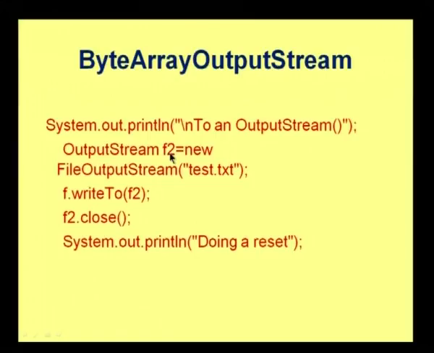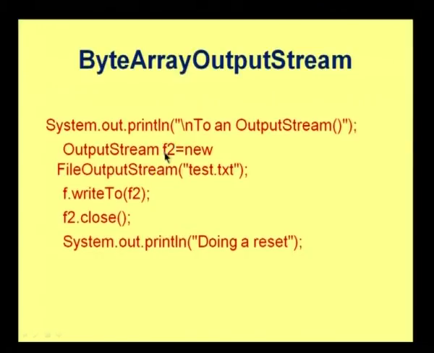Here you can see output stream F2. This is the base class and the new file output stream is the derived class. So F2 is nothing but an object of the base class, whereas the instance that I am trying to equate it to is the derived class, that is the file output stream.